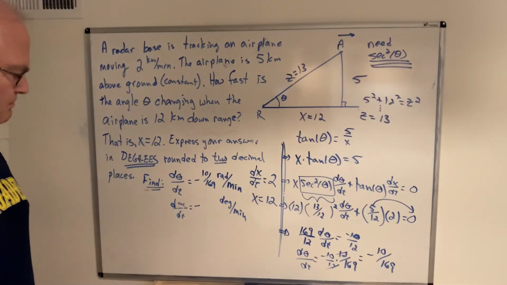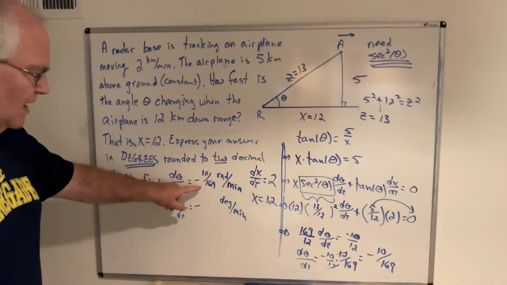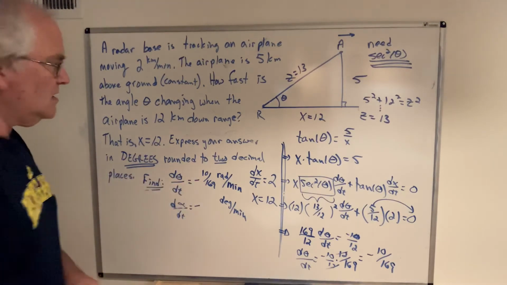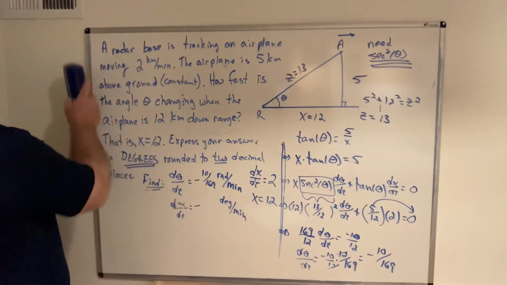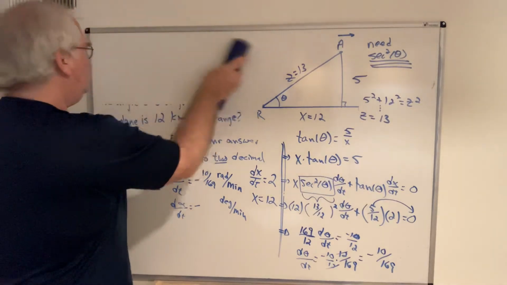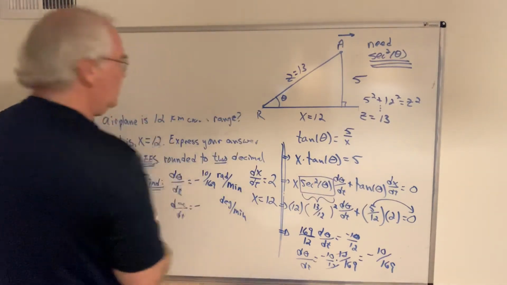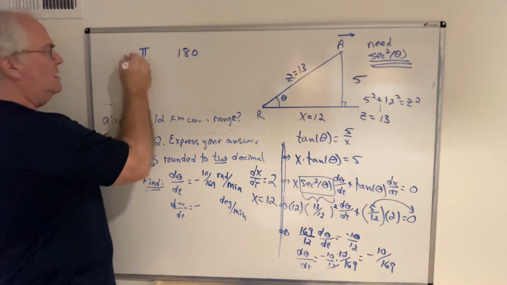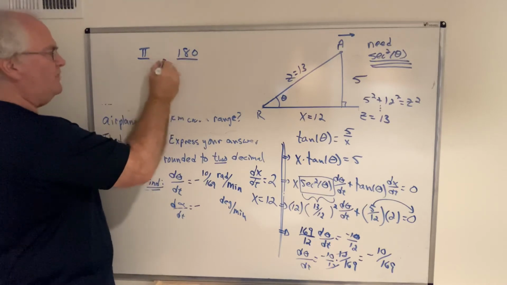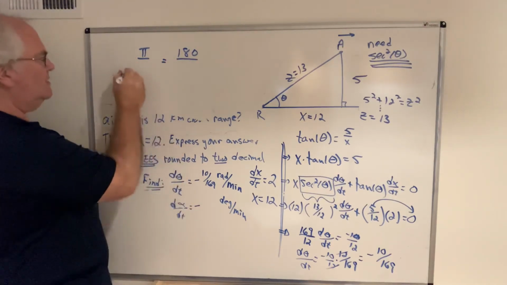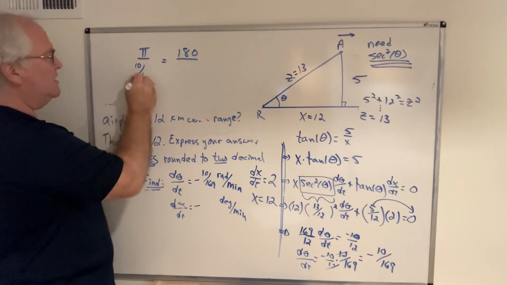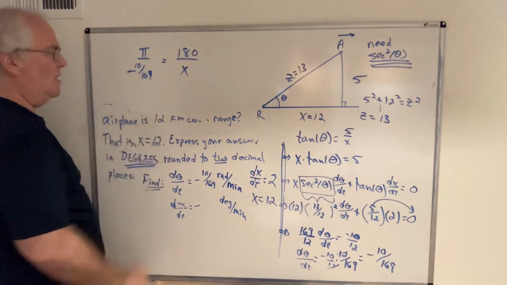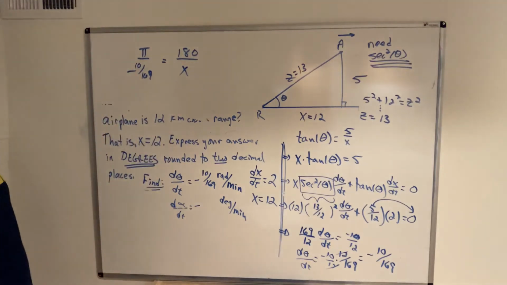Which, I don't know about you all, is particularly unhelpful for most people. So the last piece is I'm going to convert this from radians into degrees. I'm going to go ahead and steal some space up here. To convert from radians to degrees, I always just use pi is equal to 180. So I just set up a proportion. Pi is to this negative 10 over 169 as 180 is to, don't know yet. Cross multiply and set them equal and solve.